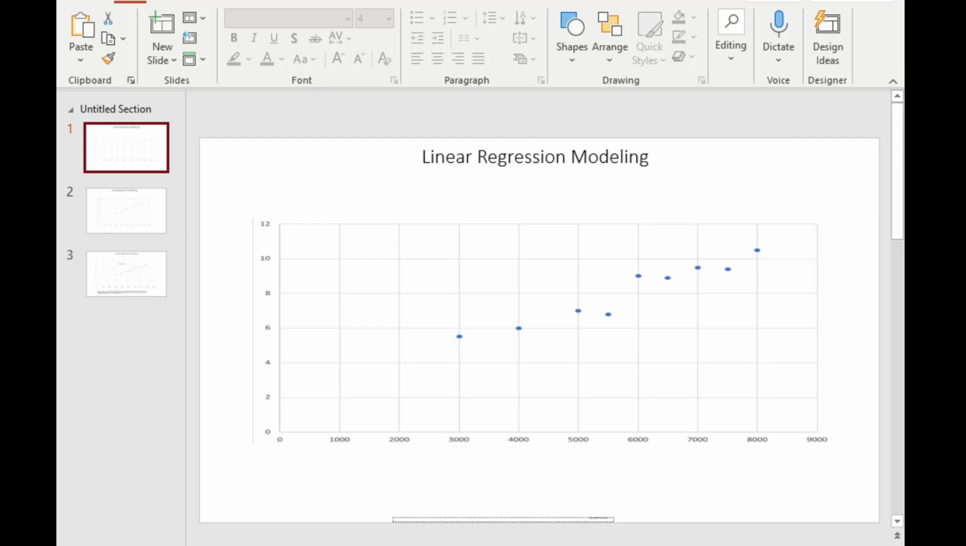The first thing you have to do is make a scatter plot like the one shown on screen, based on the variables you are working with. A small example is how the horsepower of a turbocharged engine is related to how many revolutions per minute it is currently having.